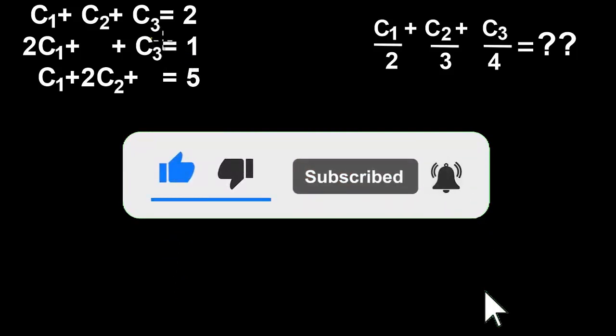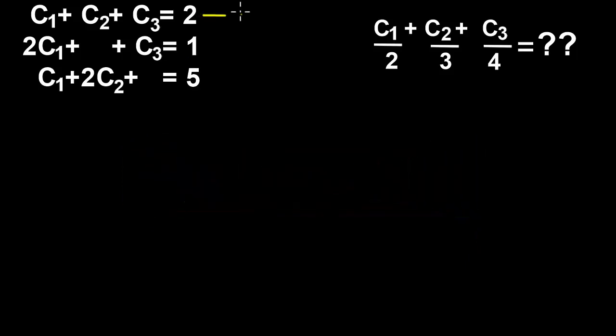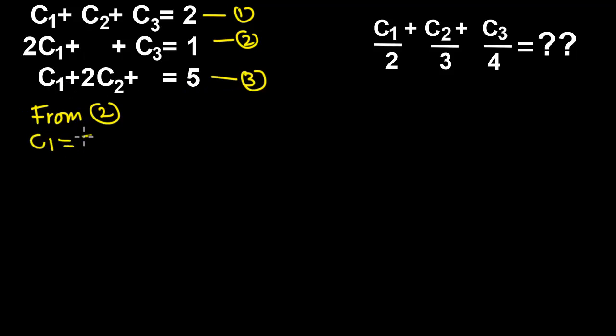Now let me start by naming this equation as equation 1, equation 2 and then equation 3. So let's start from equation 3. So from equation 3, we want to make C1 a subject from equation 3. So doing that, we are going to have C1 is equal to 5 minus 2C2.